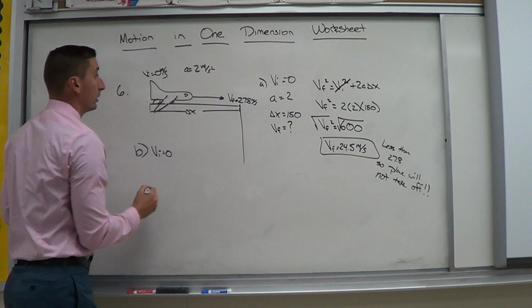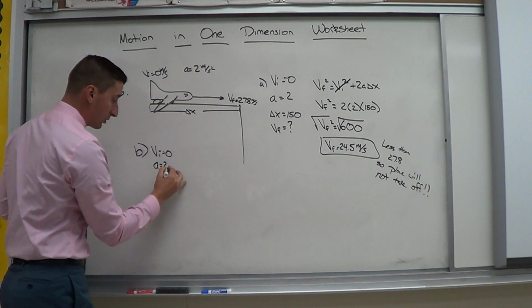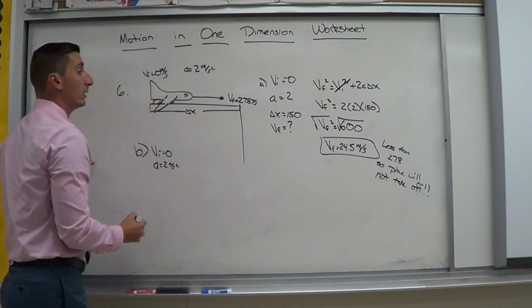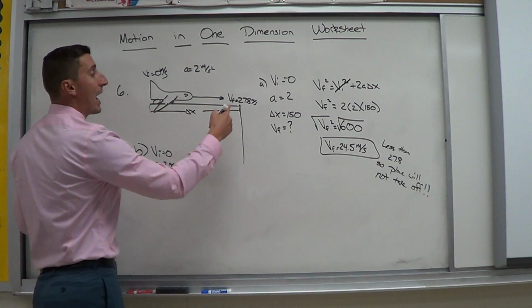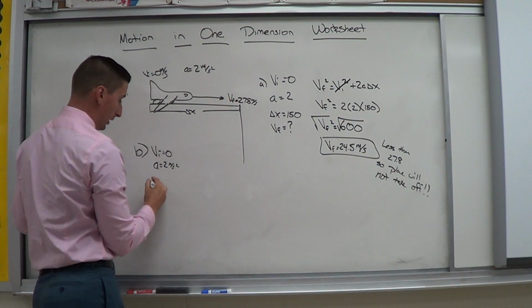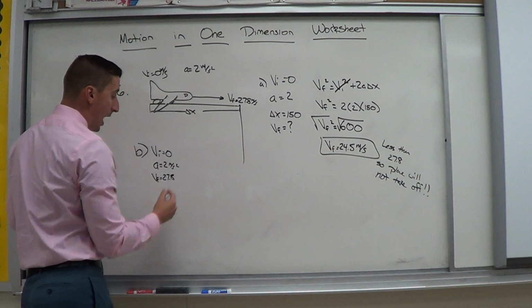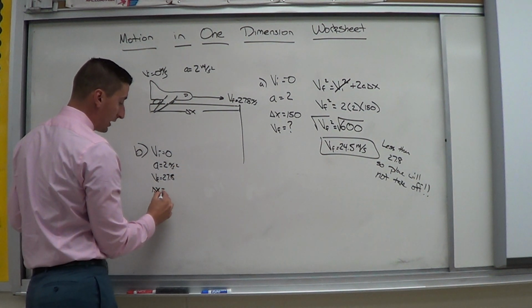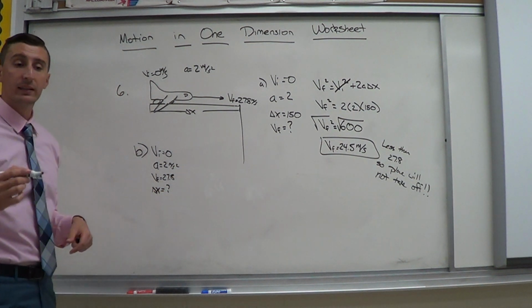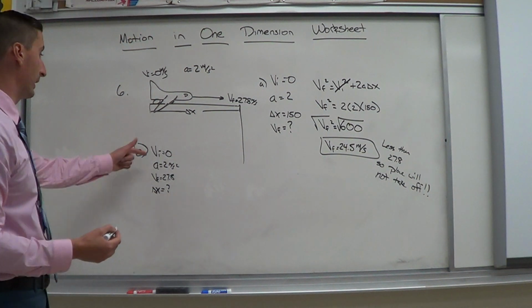VI equals 0. Does it still have the same acceleration? Yeah, the engines stay the same, so A is 2 meters per second squared. But this time, I know velocity final. It has to get to that velocity, so velocity final equals 27.8. I'm now trying to figure out how long that runway has to be for it to take off. So I can go ahead and solve for that. I do the same exact thing.